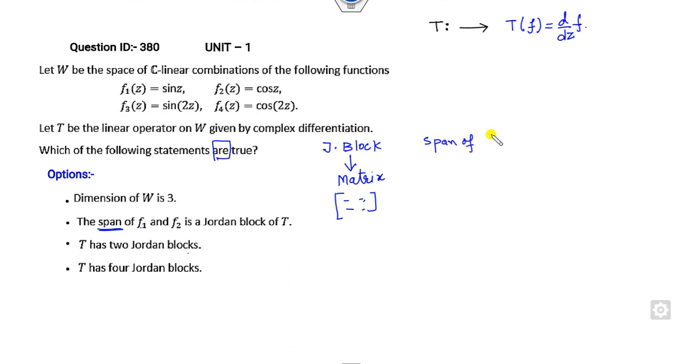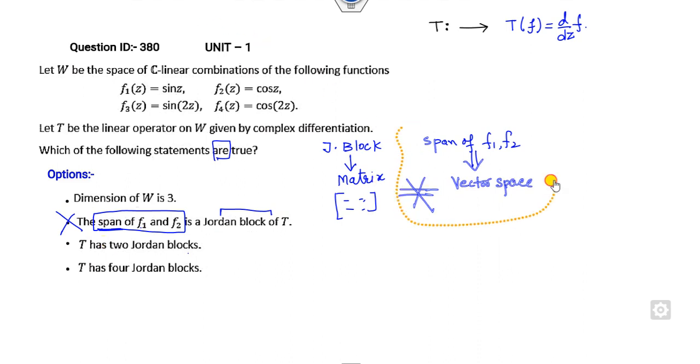What is the span of F1 and F2? What is the meaning of the span of F1, F2? That is a vector space. So the second option is cancelled out. Clearly, because this part is my vector space, and this part is a matrix. A matrix can never be a vector space, so this doesn't imply that. So the second option is clearly cancelled out.